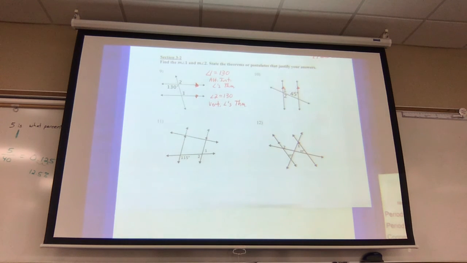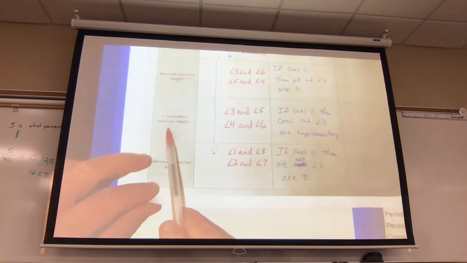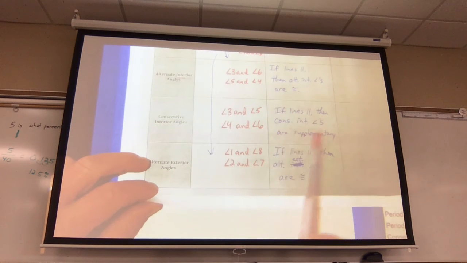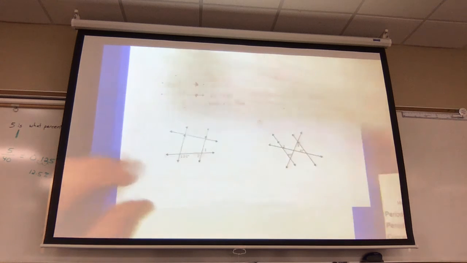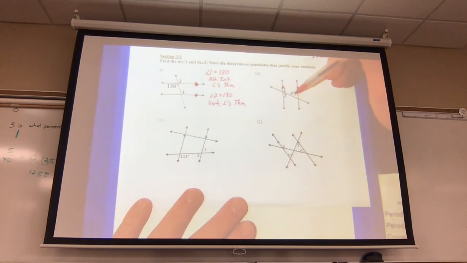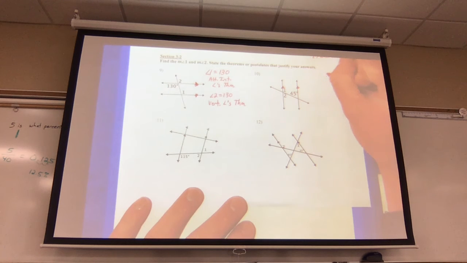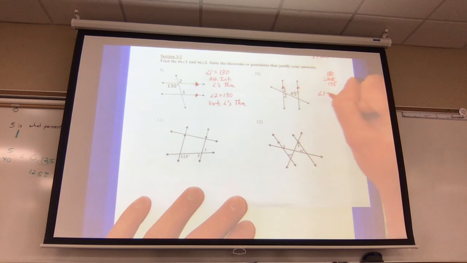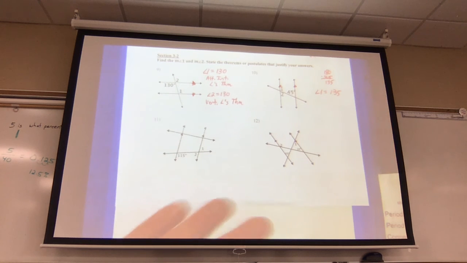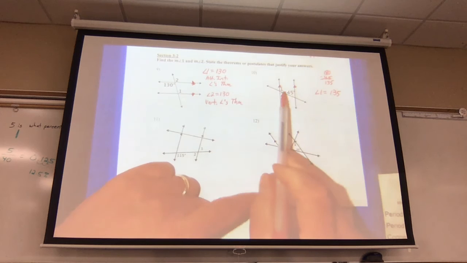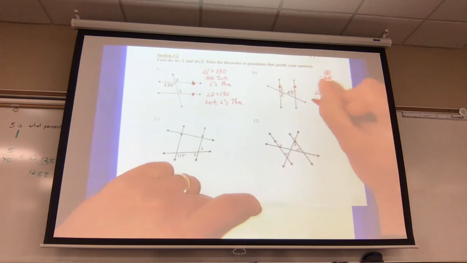You go back to your theorem. Consecutive interior angles, if your lines are parallel, then the consecutive interior angles are supplementary. Supplementary means they add up to 180. So if this angle is 45, these two would have to add up to 180. So to get angle 1, I'm going to take 180 minus 45, which is 135. So angle 1 will be 135. And we said those were consecutive interior angles. So this is the consecutive interior angles theorem.